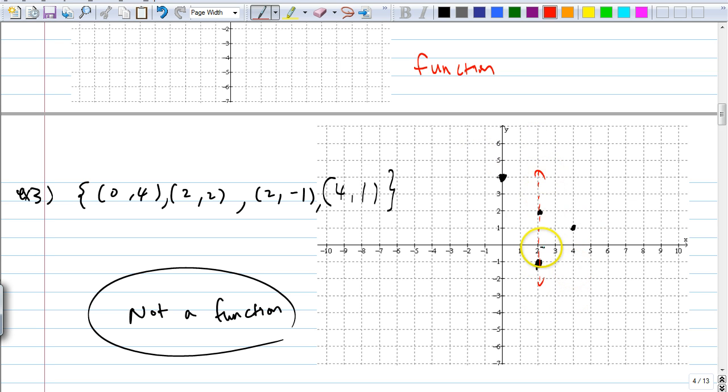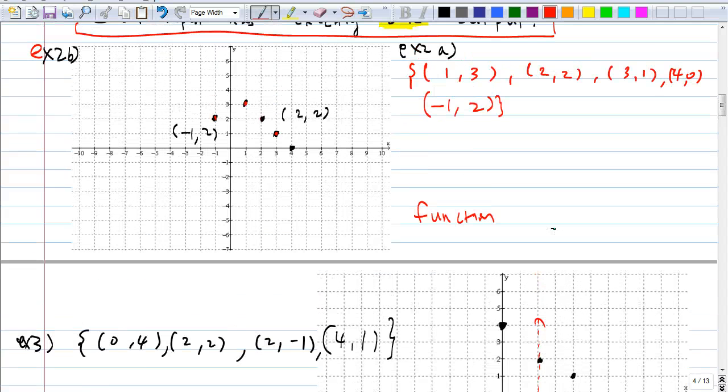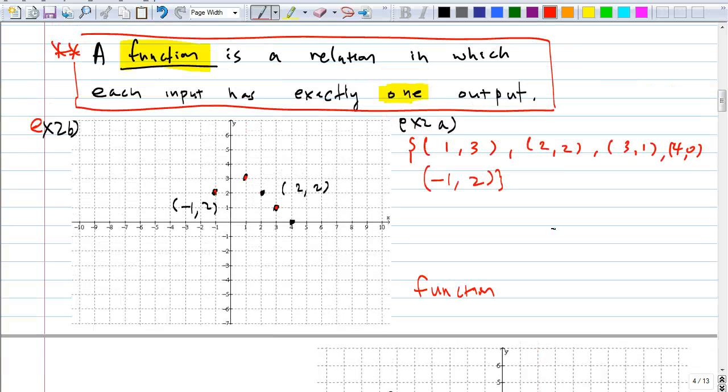Once you graph, you can see that if you can draw a vertical line anywhere on the graph and it hits the graph more than once, then it's not a function, because for that x, there were 2 y's. In other words, for that one input, there were 2 outputs. So this can't be a function. Let's see if it works for the other one. We said this was a function. Can you draw a vertical line anywhere and hit these points more than once?